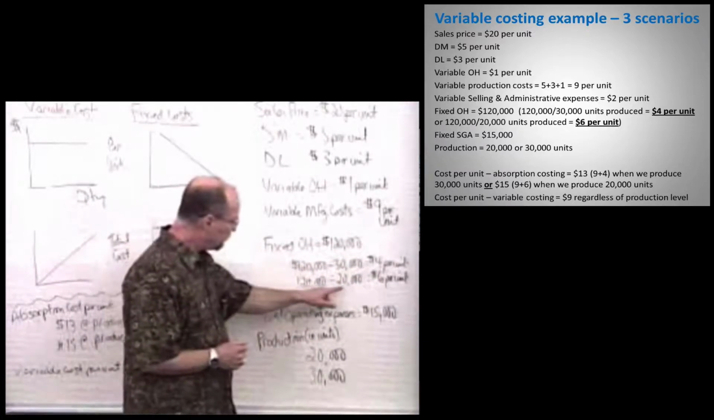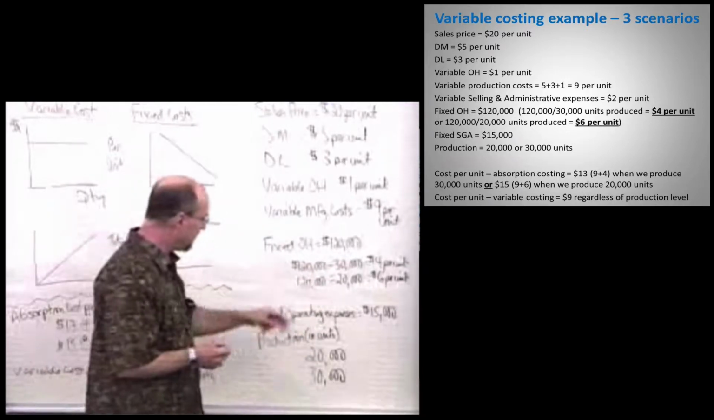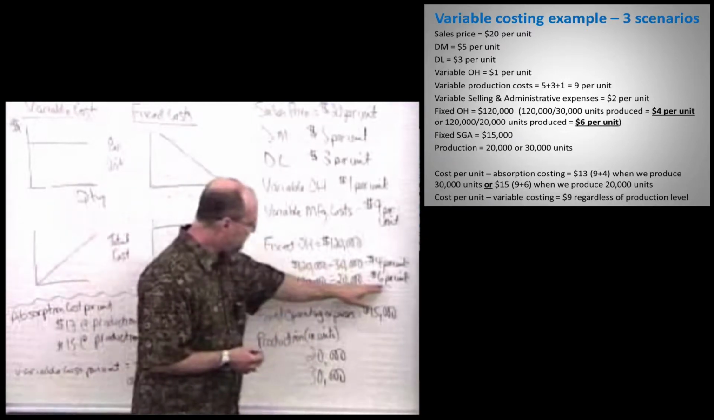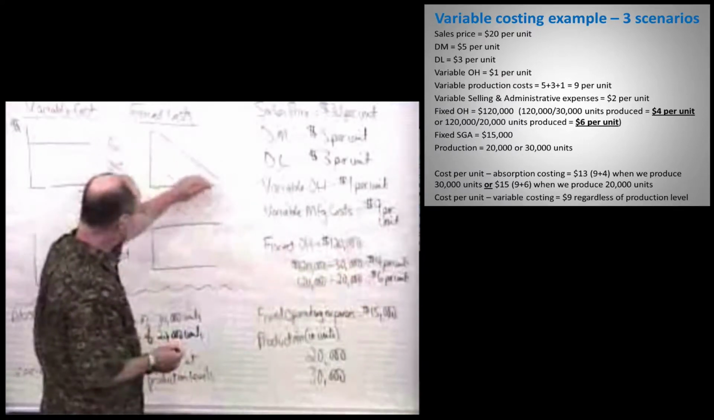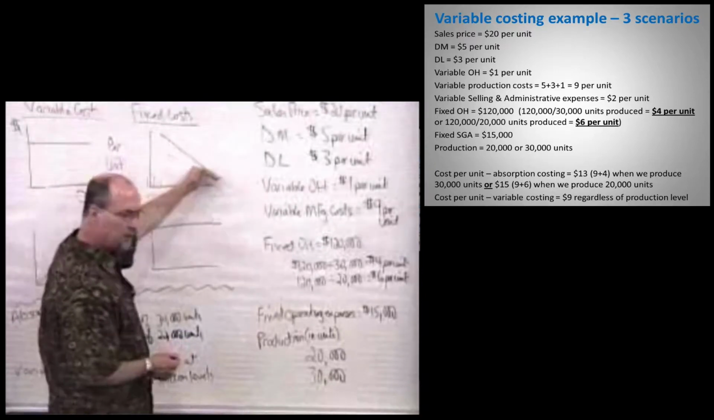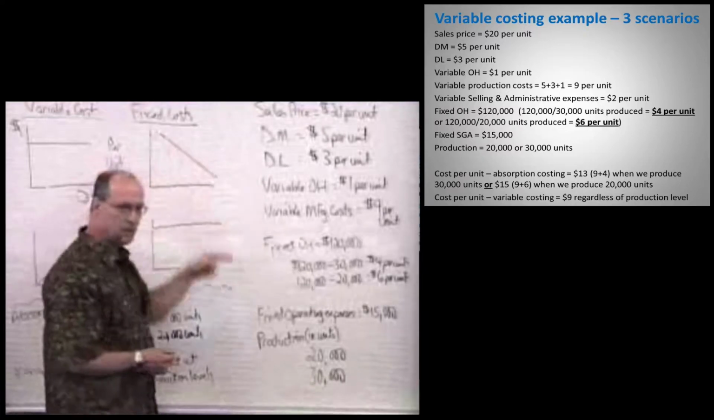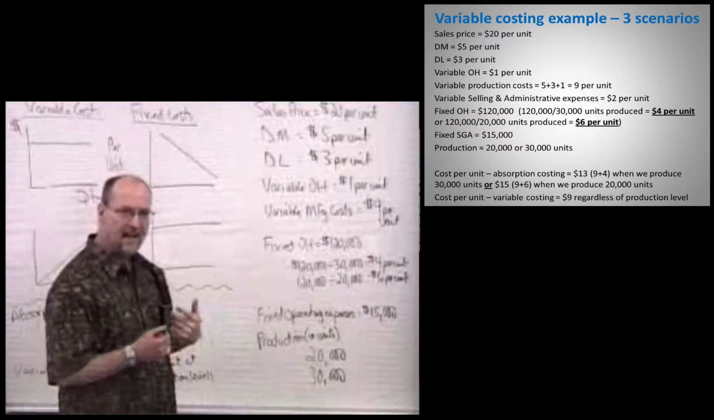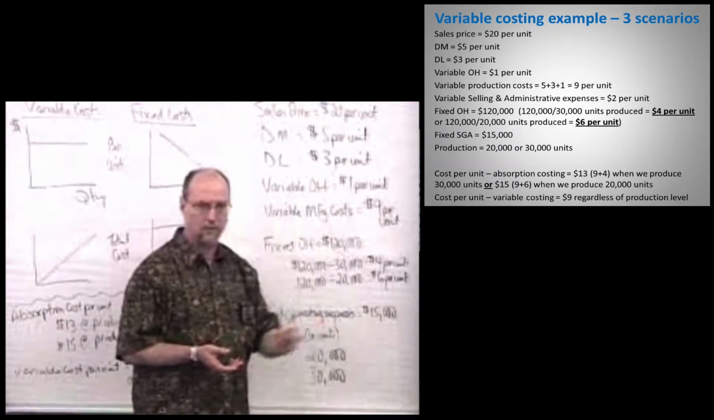If we only produce 20,000 units, like one of the scenarios we're going to look at, then my fixed overhead cost is $6 per unit. And I refer back to this slide right here. Remember? If we produce more, my fixed overhead cost per unit goes down. If I produce less, I go back up, my fixed overhead cost per unit is more. That's going to change my product cost under absorption costing.